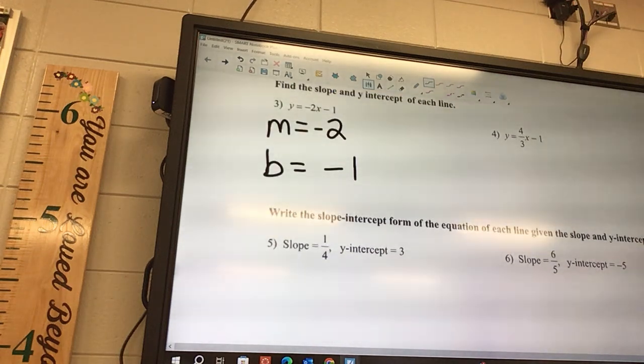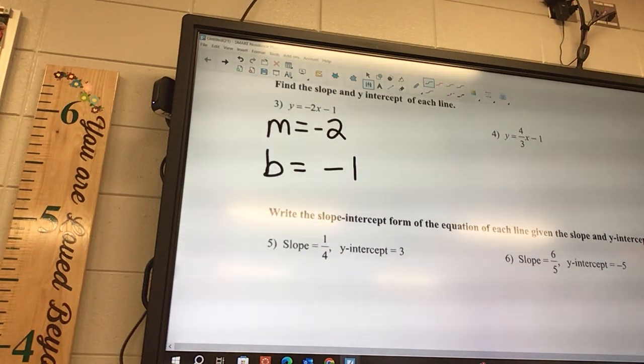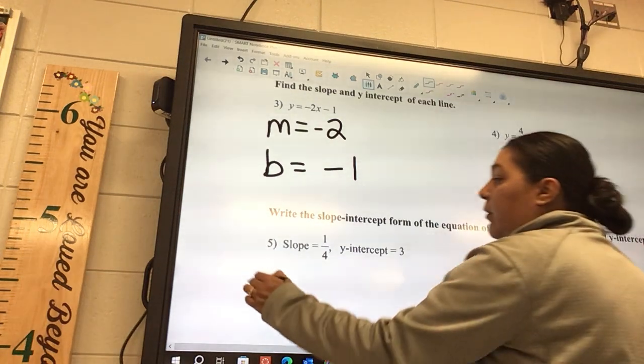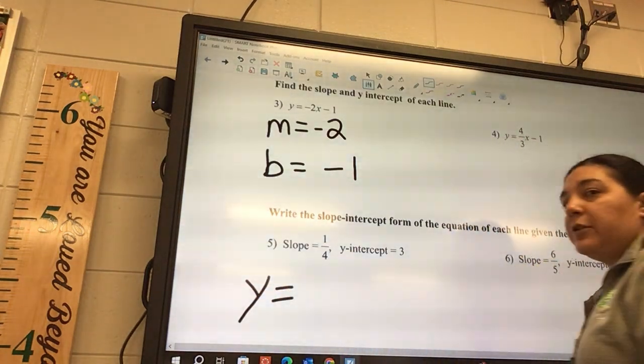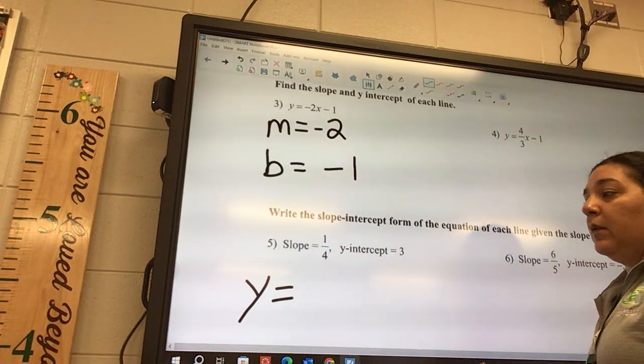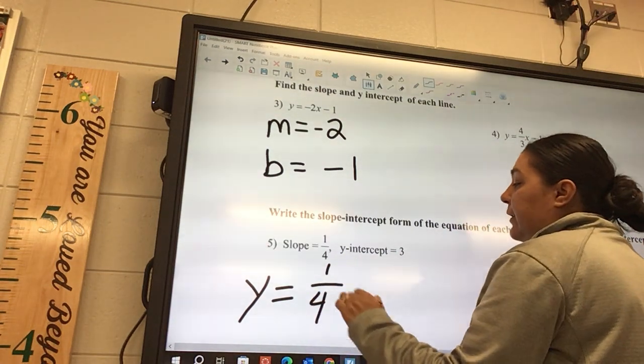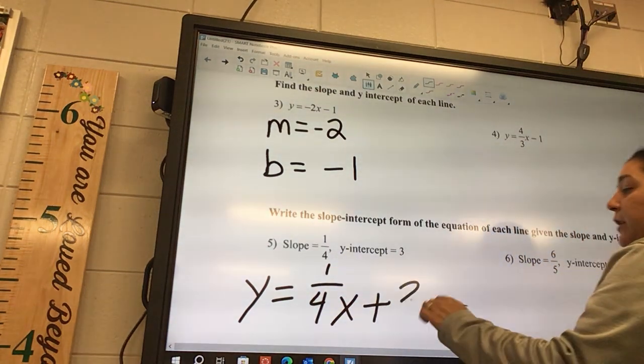Okay, look at number 5. It says write the slope-intercept form. So it's going to be y equals, what comes first? 1 over 4 x plus 3.